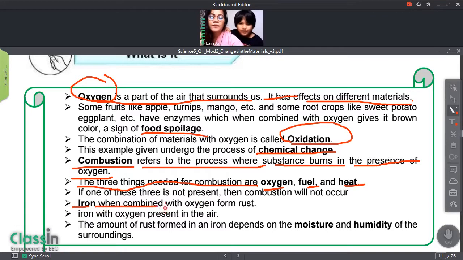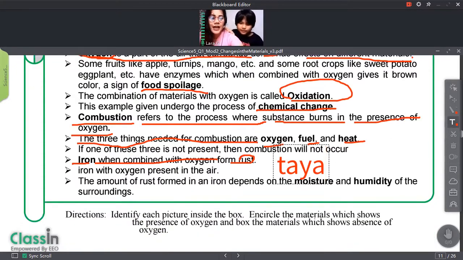Iron, when combined with oxygen, forms rust. You know, kanang rust ba? Kanang unsa nang rust, taya. Ang usa ka metal, kung gitaya na gani, gi-undergo na siya og chemical change. Yes, rust is taya. Nataya na. Iron with oxygen present in the air. The amount of rust formed in an iron depends on the moisture and humidity of the surroundings. So therefore, ang mga puthaw nga imong paulanan, munang tayaon.